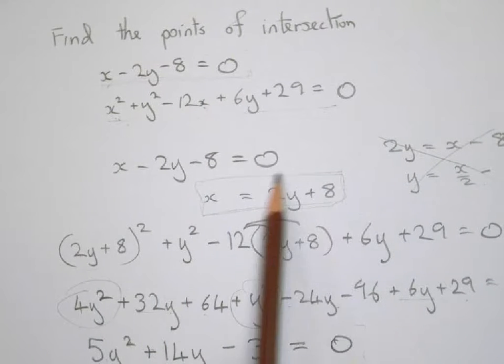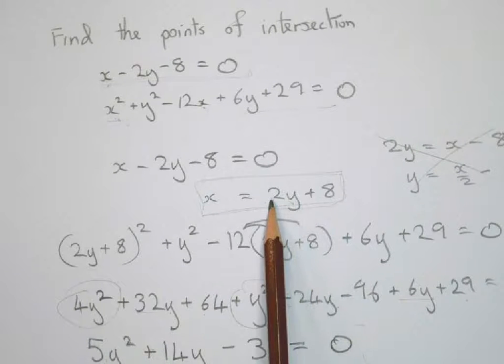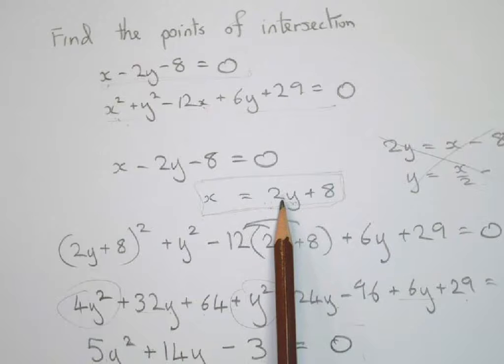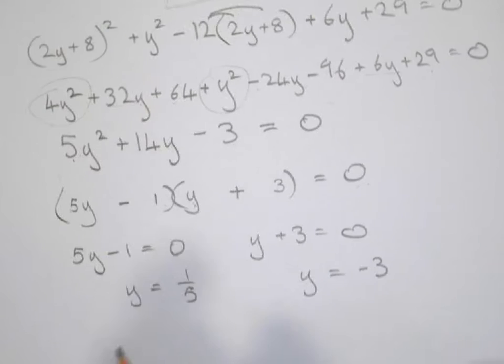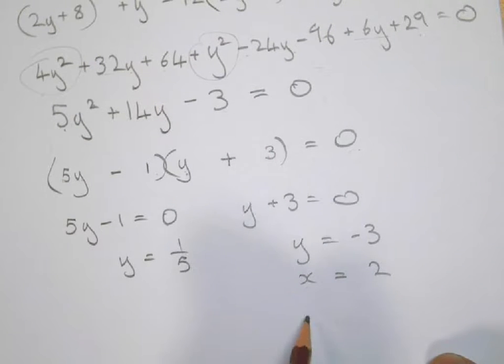So if I put when y is negative 3 into here, we get 3 times negative 3 is negative 6. Negative 6 plus 8 is 2. So I can write down that when y is negative 3, x is 2. So our point of contact is 2, negative 3.